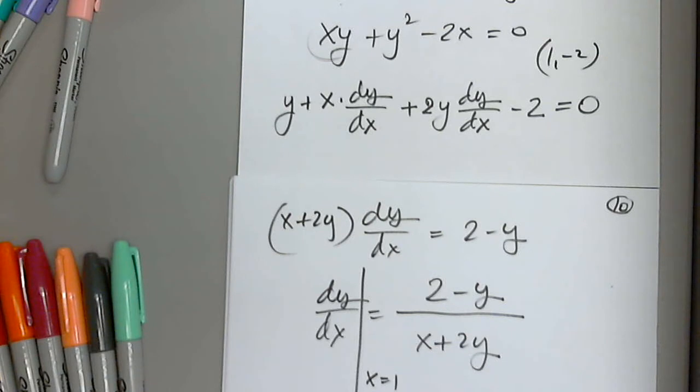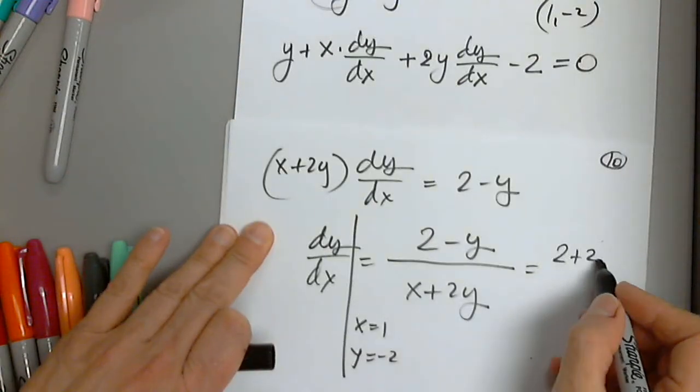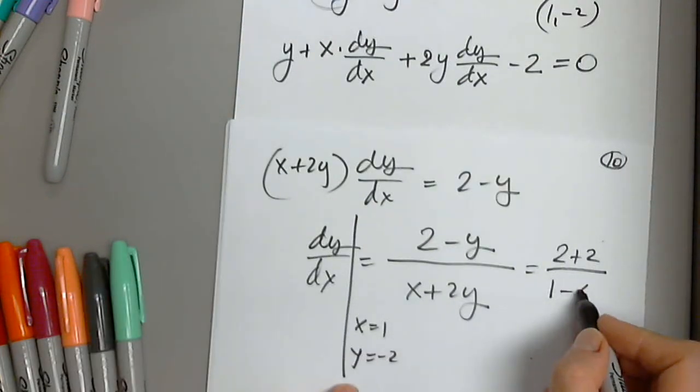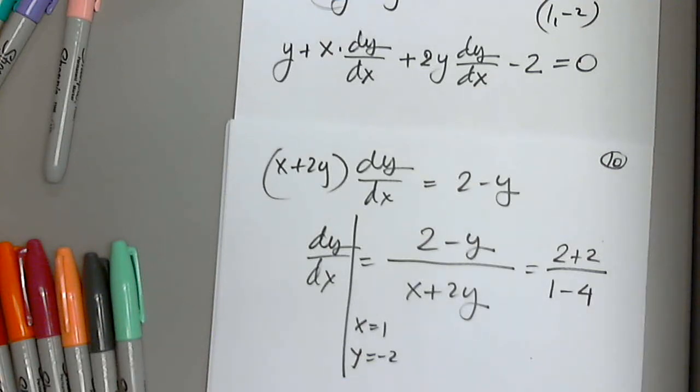Could the numerator be y minus 2 instead? If you put a minus in front, so negative y minus 2, that's fine. So then when we plug in 1 and negative 2, we have 2 plus 2, and we have 1 minus 4, which is 4 over negative 3, or negative 4/3.